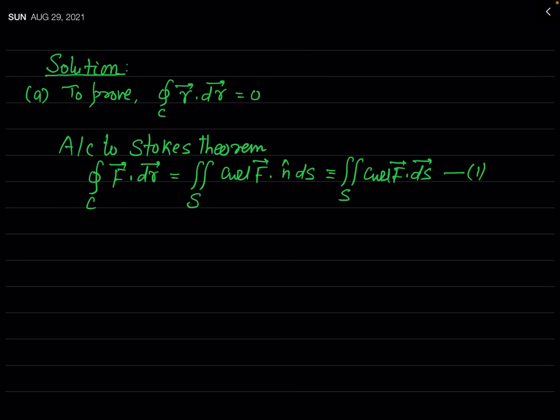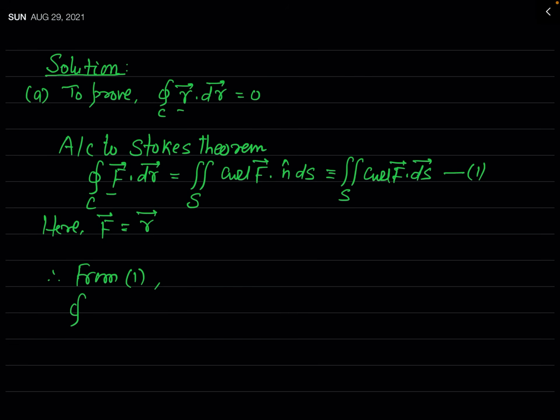Now see your problem. When you compare your problem with the statement of Stokes theorem, you will find that at the place of vector field F, there is vector R. So here you can say F is equal to vector R. So let us replace the vector field F by R in this equation 1. Therefore, from 1, after replacing F by R, what will be our result?